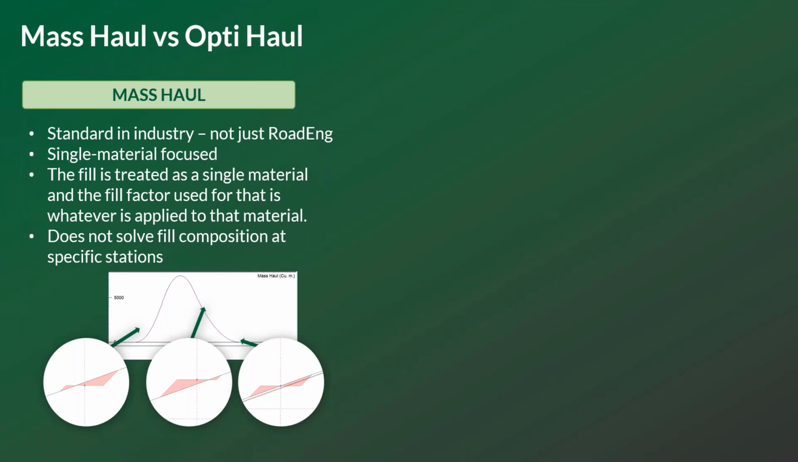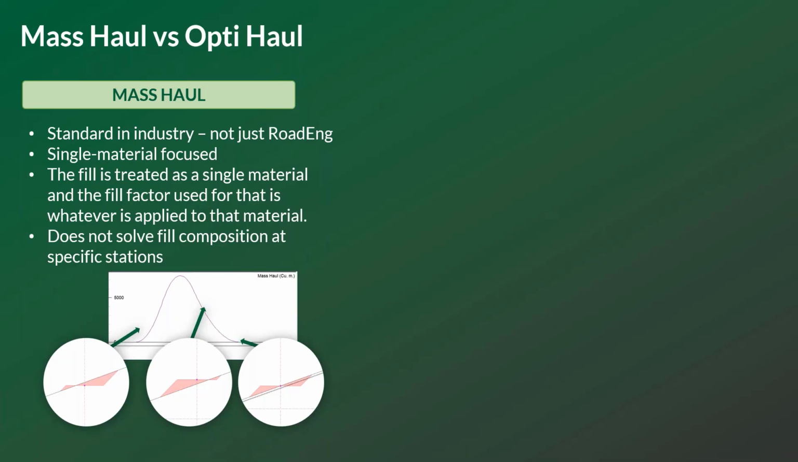Awesome. So the next concept, I'm going to say we're getting more complicated. We're going to be talking about the means of calculating that volume balance. For most software, and this is not just a RoadEng thing, the mass haul is the means of calculating volume balance. And if you are using the mass haul without Opti haul volumes that we're going to talk about, that is totally okay. It's the industry standard way of doing it. But we think there's a better way.